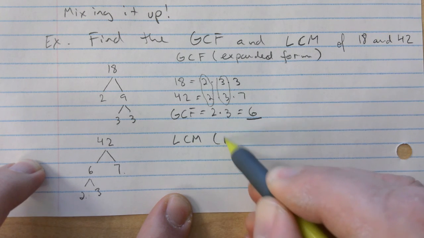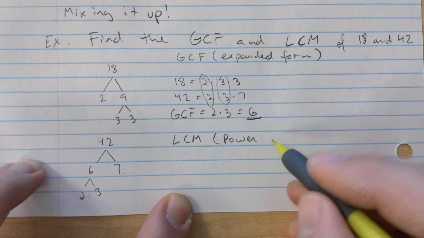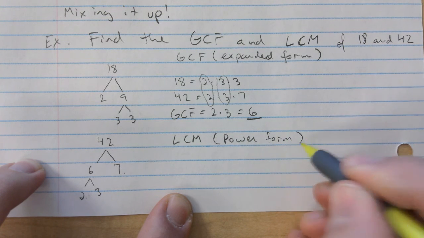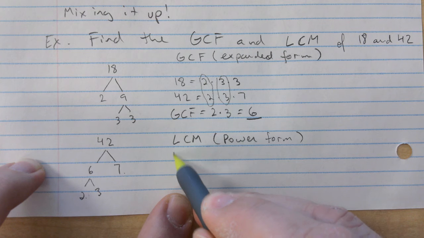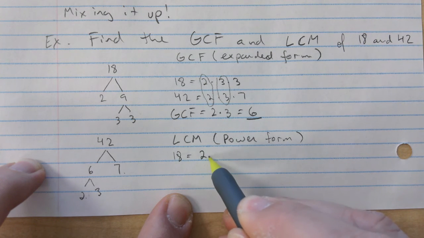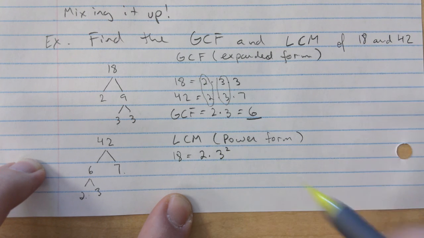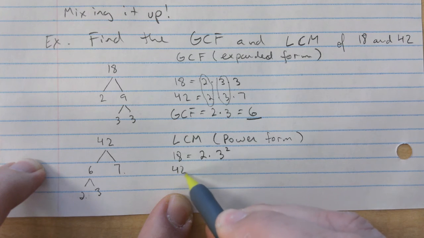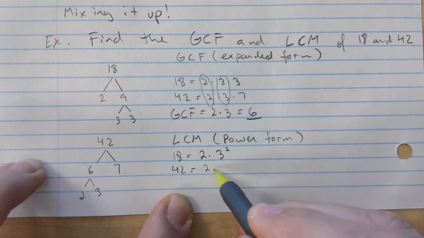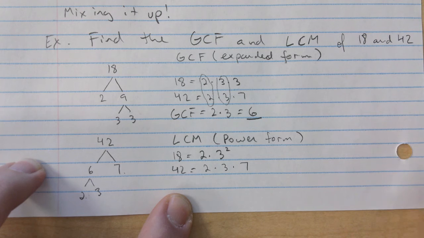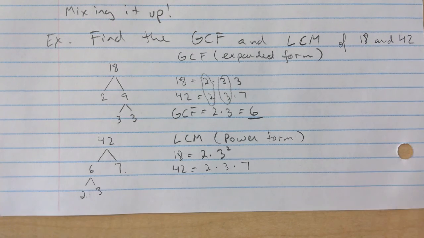LCM, power form. You've got 18 is equal to 2 times 3 squared. 42 is equal to 2 times 3 times 7. You can't do it a different way, right? There's only one of each.